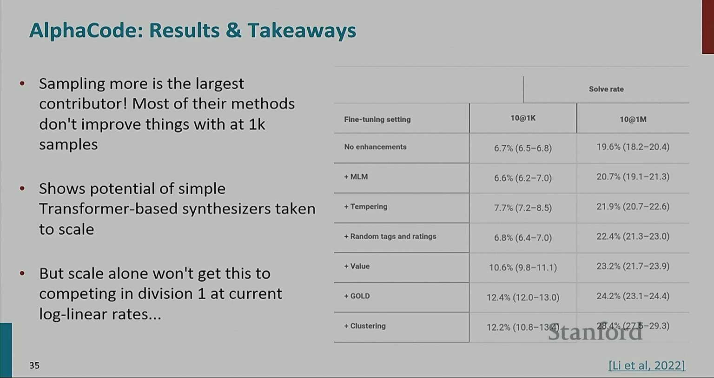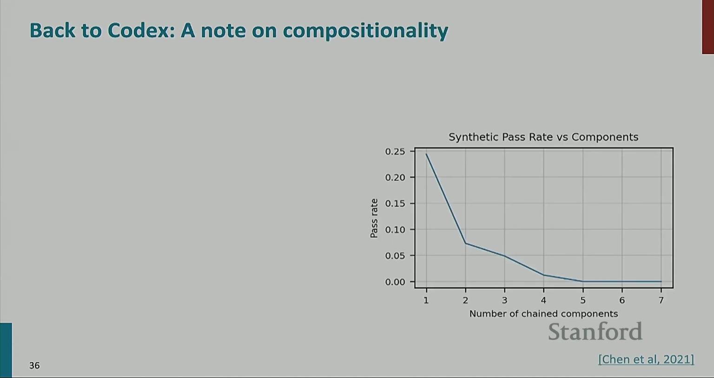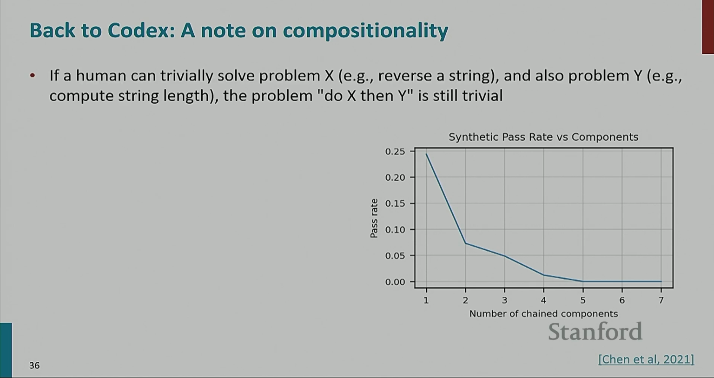But of course, this also shows a limit, right? So at this rate of having to take 10x more samples to get 6% more problems solved, this won't get to division 1 anytime soon. So we'll have to do something different if that's the goal. And one kind of problem that seems to be inherent to these models, if all you're doing is just sampling complete programs, is this challenge that humans don't really have with compositionality. So this is back to a result that was presented in the Codex paper.